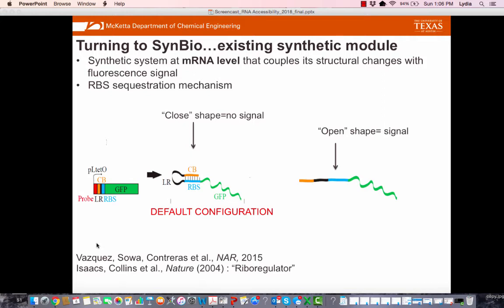Specifically, this construct is made up of an RBS, a ribosome binding site shown here in blue, an anti-RBS complementary region shown here in orange, joined by a linker region shown here in black that encodes the sequence for GFP.